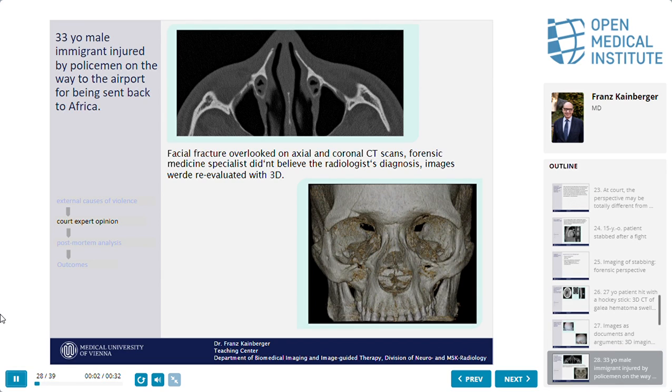This was another case of a 33-year-old male immigrant. He was injured by policemen, and therefore there was a lot of discussion in the Austrian press when that happened on the way to the airport for being sent back to Africa. And of course, there was a clear sign of a fracture line. It was unfortunately overlooked when CT was done, and 3D imaging here nicely shows the transorbital fracture line going down here. And again, it was very important to prove that at court.